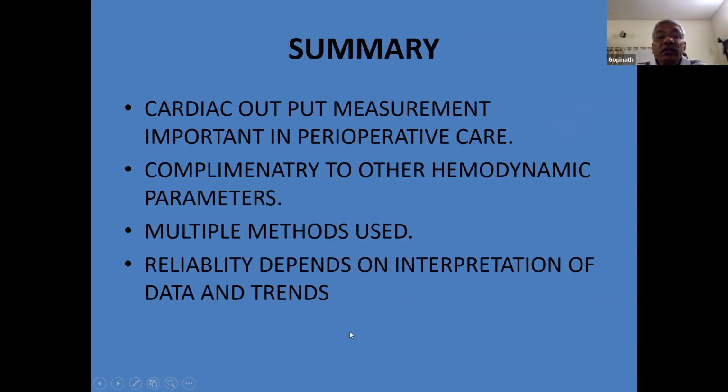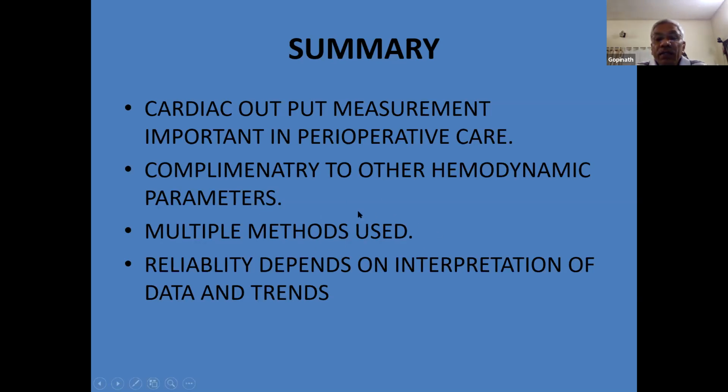Just to summarize, this is a very important tool for hemodynamic measurement in the perioperative period, especially for cardiac anesthesiologists and critical care physicians. It has to be used complementary to other hemodynamic parameters, not to the exclusion of them. You just can't look at cardiac output and say I'm doing good, because it could be at the expense of various other things like high SVR or high inotrope. So you have to use it as a complement to the other parameters available to us, in terms of CVP or whatever preload measurement, or measurement of blood pressure.